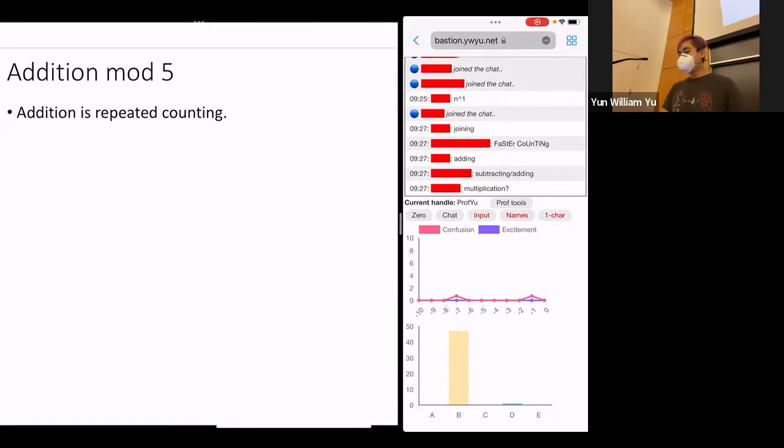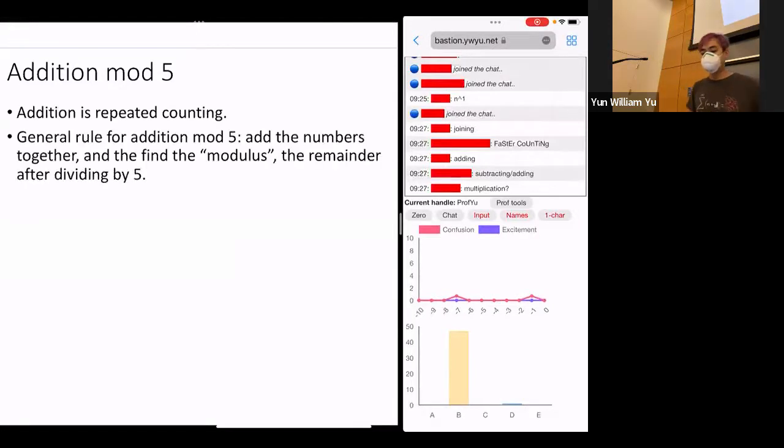And so you could do this just by saying 5 plus 5. Well, you take 5 steps and you take another 5 steps. And there's a general rule for mod 5, which is you just add the numbers together and then you find the modulus, the remainder after dividing by 5.